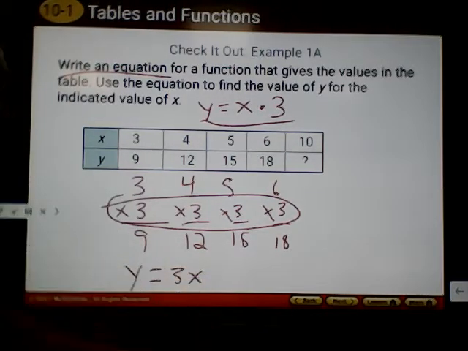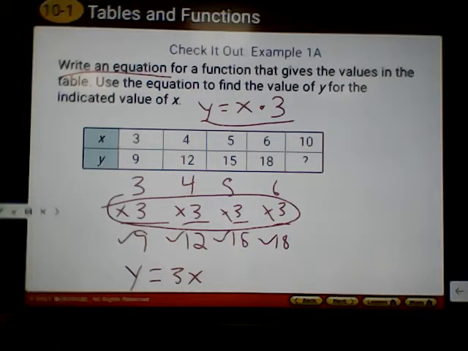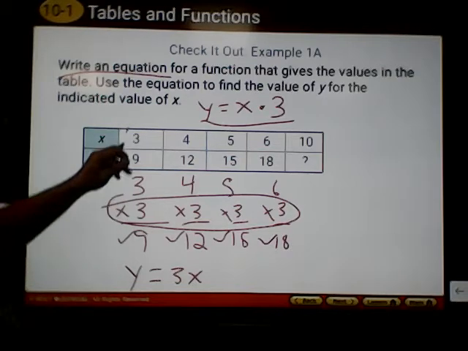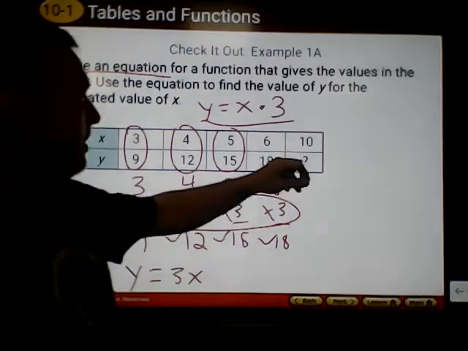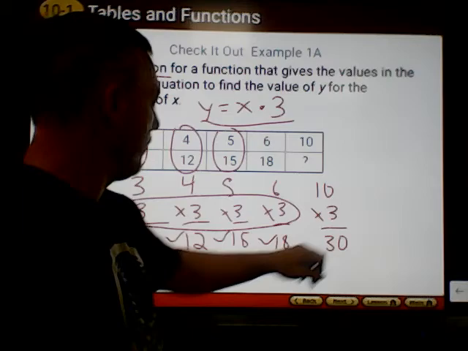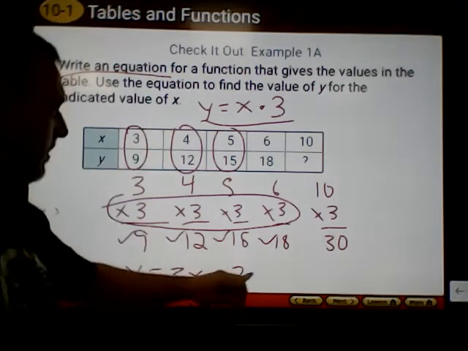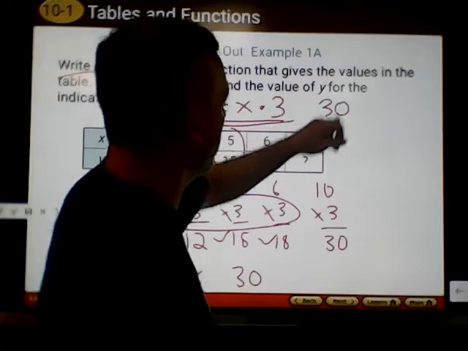There's nothing to add or subtract because that works, that works, that works, that works. Therefore, it's y equals 3x. And that's my answer. And then to find this one is simply 10 times 3, which is 30. So y equals 3x, and my other answer is 30. Or if you write it this way, y equals x times 3, my other answer is 30.